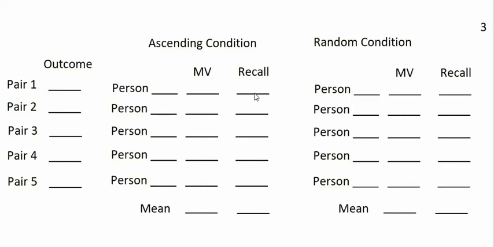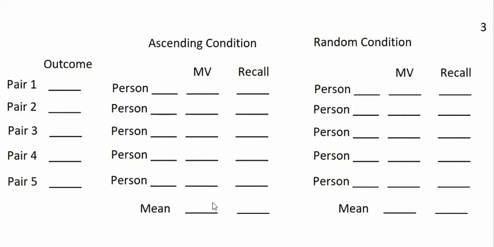So take into consideration both the hours of sleep the person had and the list that they're memorizing. If the person is sleep deprived and they're also memorizing the random list, they're probably going to do pretty poorly because they're tired and it's a hard list. If they got a full night's sleep and they're memorizing the ascending list, they're probably going to do pretty well. And if they're well rested and memorizing the random list, they might get sort of a middle range score, right? Because they're alert, but they're memorizing a hard list. So just take those factors into account and make up your 10 recall scores.